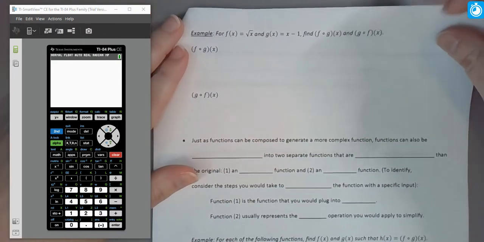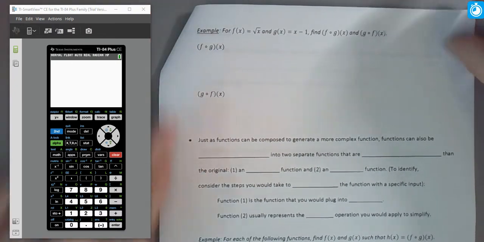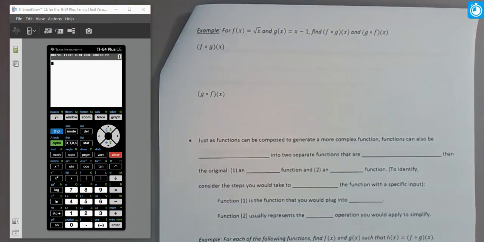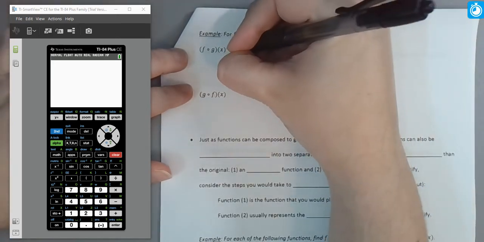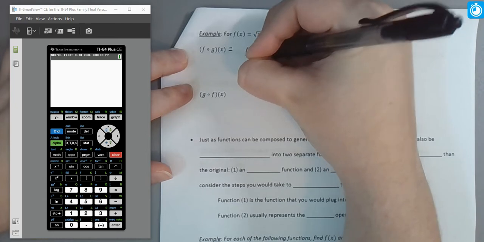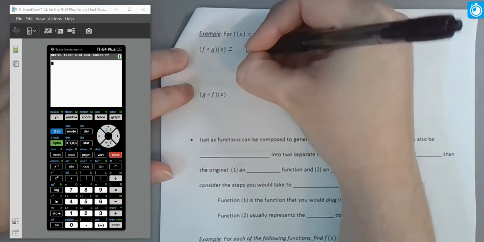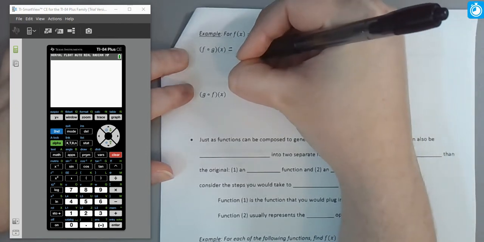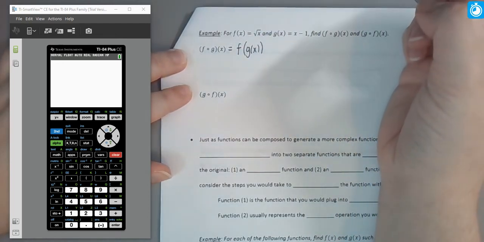Two different functions, and again, the goal is to compose them together in both orders. Here f of x is a square root function, and g of x is linear, x minus 1. We want to find f composed with g, and then g composed with f. So f composed with g, again remember that means we're taking the function g of x, whatever that happens to be, and we're making it the input for the function f.